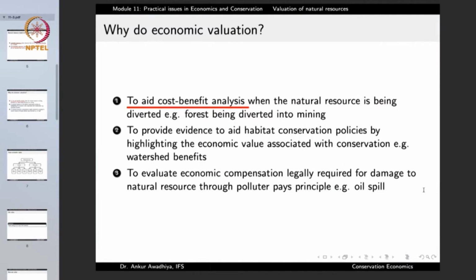It is also important to provide evidence to aid the habitat conservation policies by highlighting the economic value that is associated with conservation. Example, watershed benefits. Now, the thing here is that the forests are very important to ensure that the rivers flow.